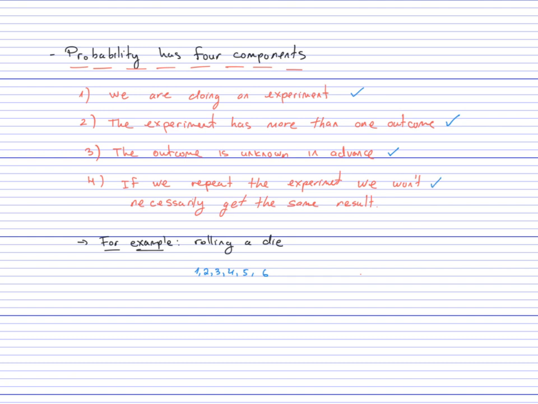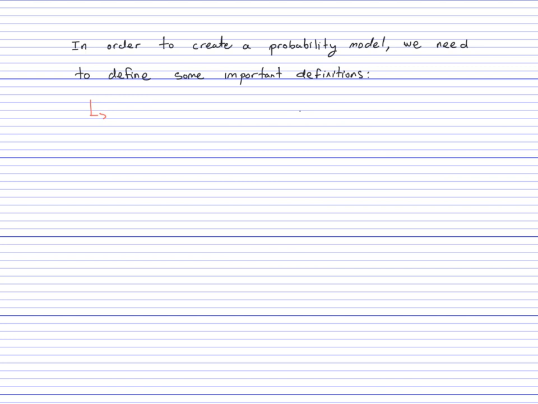Now, in order to create a probability model, we need to define some important definitions, and that's what we're going to do now. The first definition is what we call the sample space. What do we mean by sample space? The sample space is the set of all possible outcomes of an experiment. I'll give you an example, of course. Let's start with the notation. How do we denote the sample space? The notation is the capital letter Omega, the Greek letter Omega.